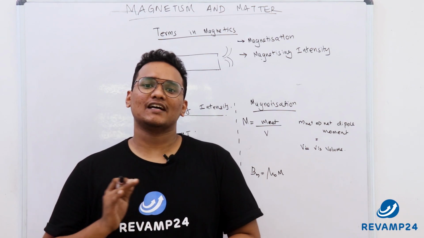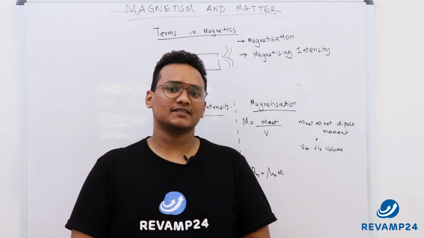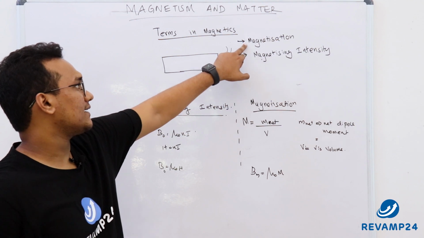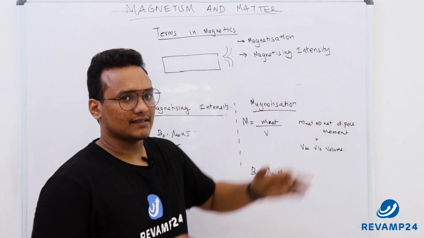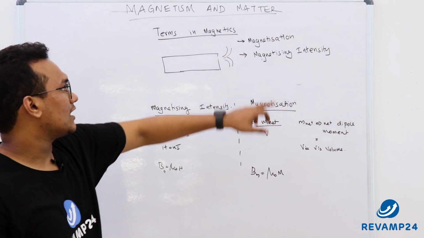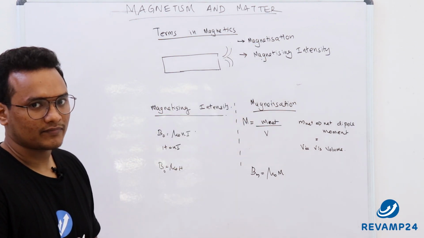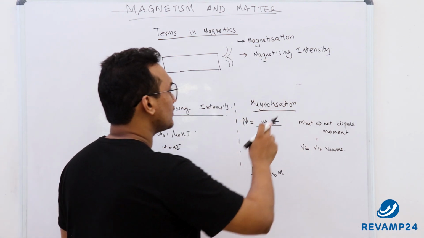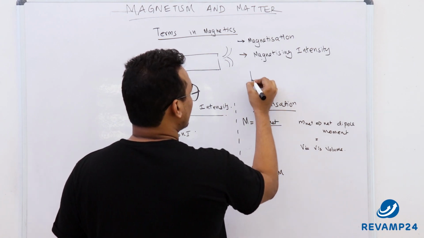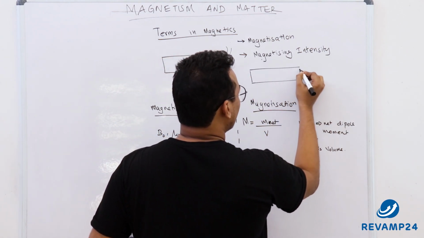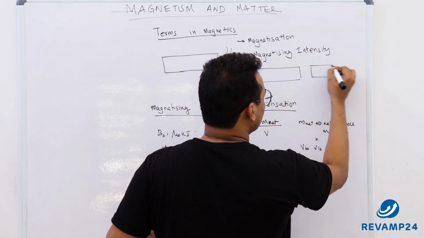In this video, I will explain two important terms in magnetism. These are magnetization and magnetizing intensity. First, I will explain what is magnetization. Certain elements do have magnetic property. Certain elements don't have magnetic property. What is the reason for this?